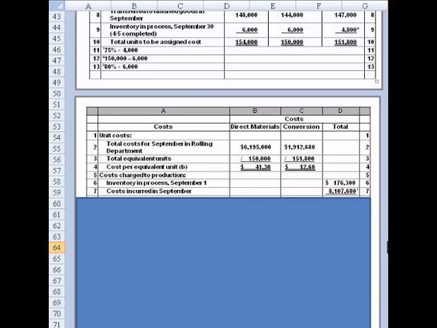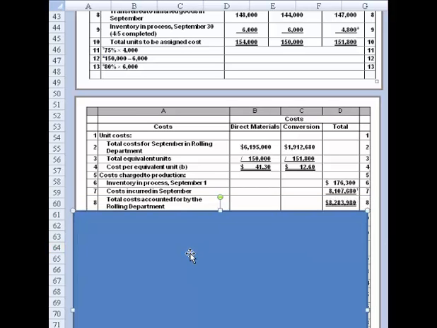Now that $8,107,680 is simply the sum of the $6,195,000 to the left of my mouse plus those other two numbers, which summed to the conversion number of $1,192,680. And that's how we come up with the 8,107,680 number. Once we know that we have the beginning inventory cost plus the cost we've incurred, we're able to come up with the total cost accounted for in the rolling department. So that's our total cost that we need to figure out where it needs to be allocated.